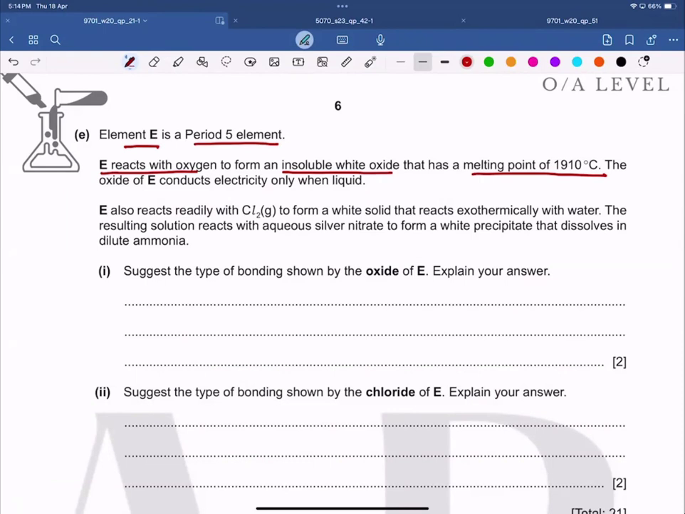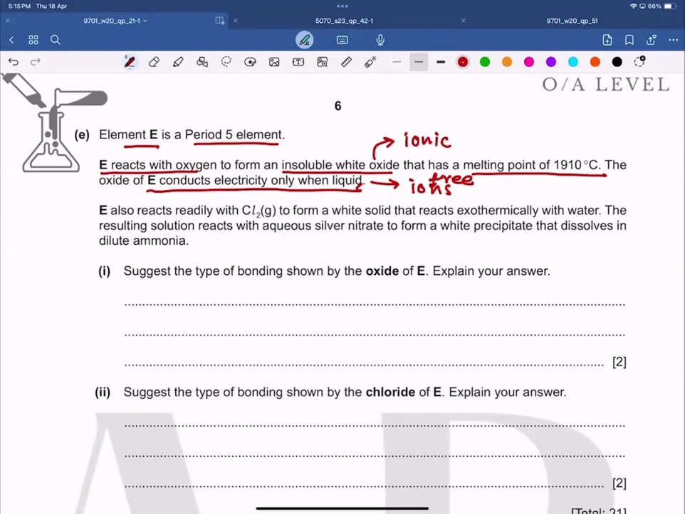It's insoluble, and it conducts electricity when liquid. So this helps you to identify that it's ionic. If this statement is not there, then it can be giant covalent or ionic. This condition that the oxide conducts electricity when liquid means that in the liquid it has free moving ions. So from this we can conclude that this oxide is an ionic oxide. Is this clear to all of you?